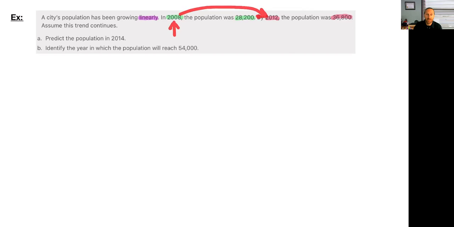And then instead of using 2008 and 2012, if this is my time at year zero, then this would just be 4 years later. So if you want to use 0 and 4, it's all good. Either way, just make sure that you're putting what you know. And that would be my ordered pairs.